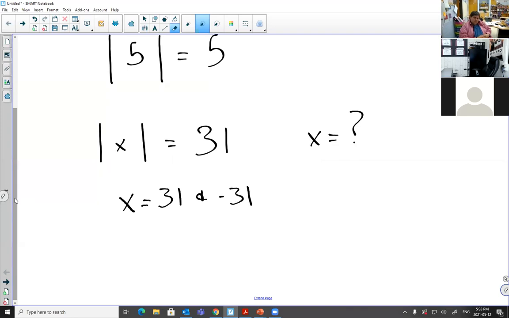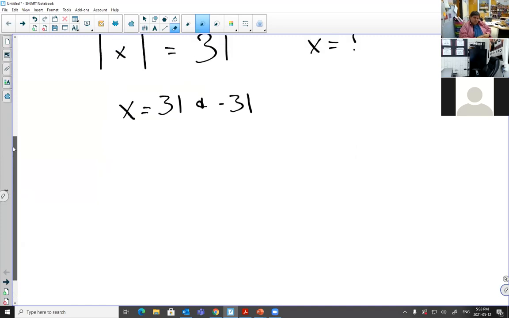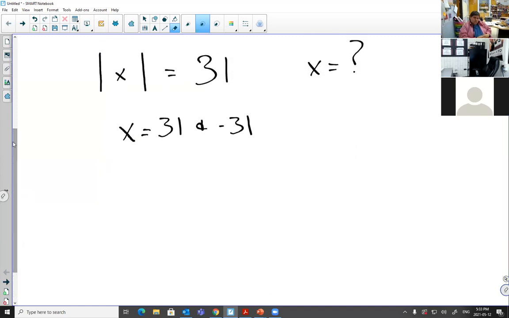Now, do any of you remember the shortcut way of writing this? You don't have to write it this way, but this is the shortcut way. How do you show that something is both positive and negative? Nobody? All right, I'll write it down. No, this is how you would write it. You write it as X equals plus or minus 31. You guys ever seen that before? Yeah. Okay, that's what that means. It means one's positive, one's negative.